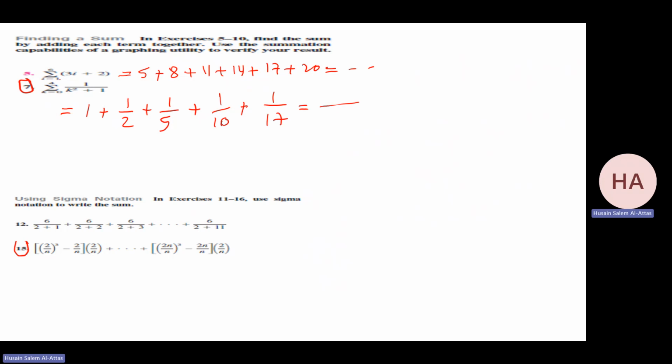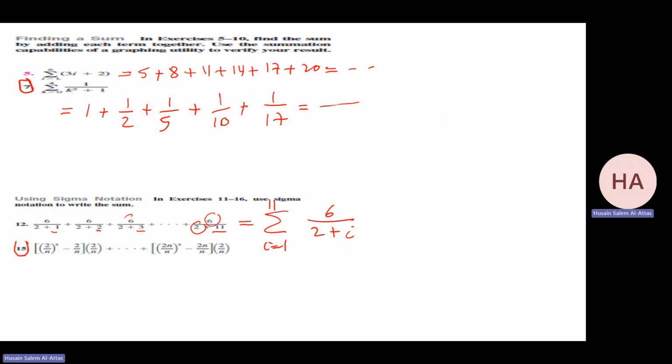I will leave it. Now you want sigma notation to write the sum. I want now to make it a sigma notation. Notice, for example, these numbers are fixed. So my summation will be 6 over 2 plus something. And I have 1, 2, 3, up to 11. So where i is running from 1 to 11. That's it.